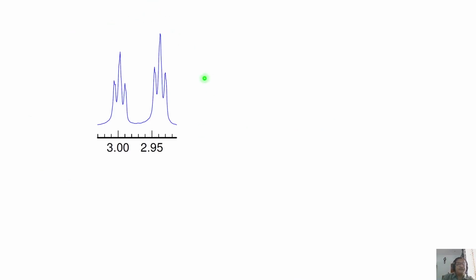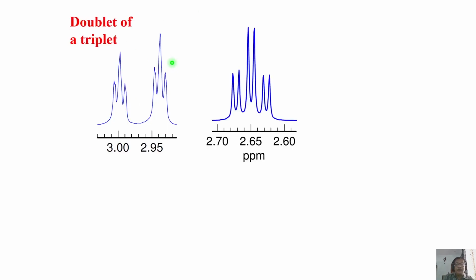What do you say? Look at the large coupling. Large coupling is this one. It's a doublet. Each line of the doublet is a triplet. So what do you call it? It is a doublet of triplets. What is this one? Large coupling is a triplet, and each line of the triplet is split into doublets. It is called a triplet of doublets.